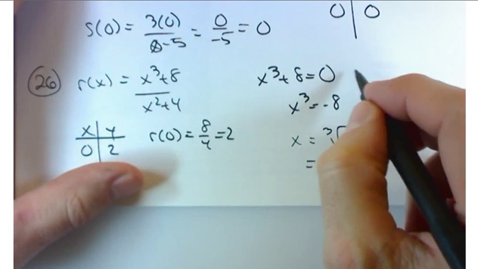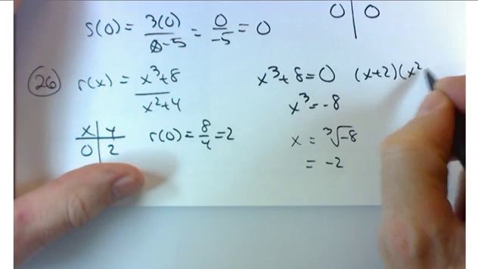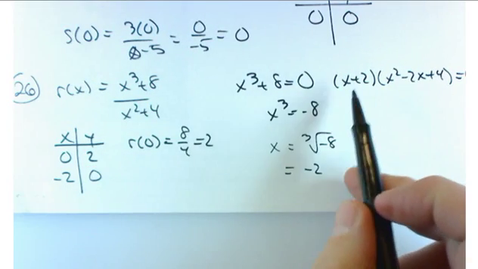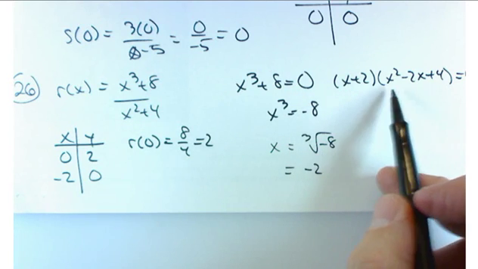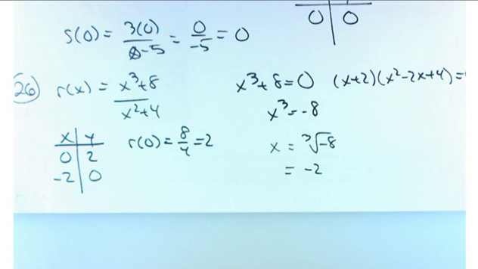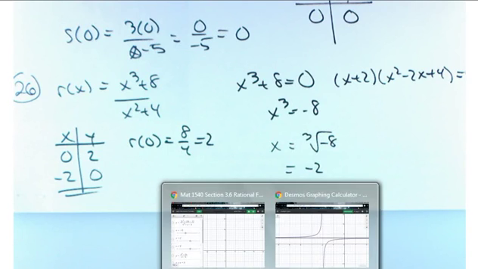By the way, if you wanted to factor and solve this, it would be factored as x plus 2 times x squared minus 2x plus 4 equals 0. There's your real root at negative 2. This part is going to have two complex roots. So we don't need to worry about those. That's it. There's your x and y intercepts. You should be able to confirm that with the graph.